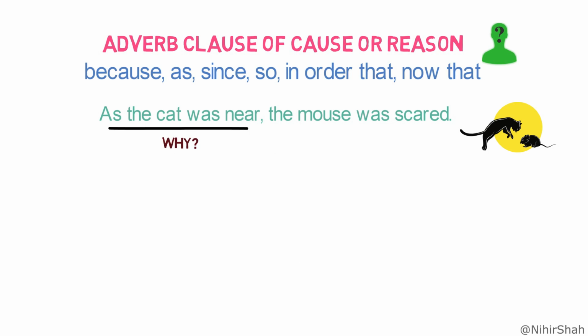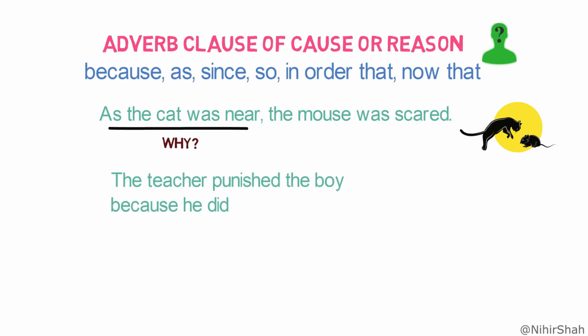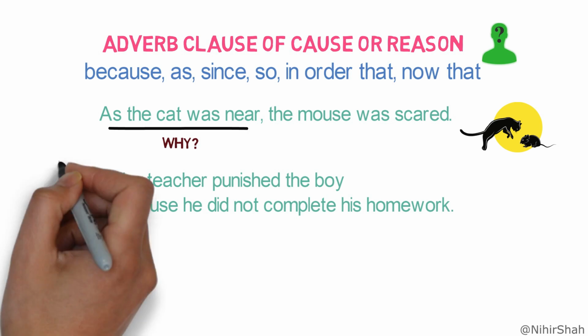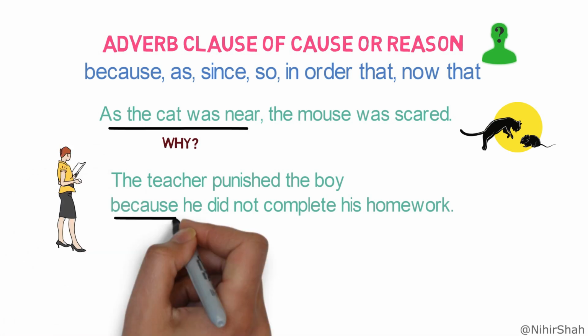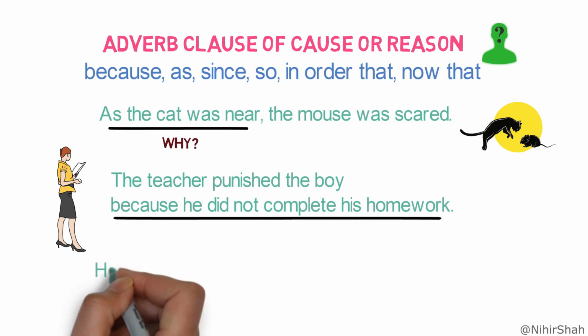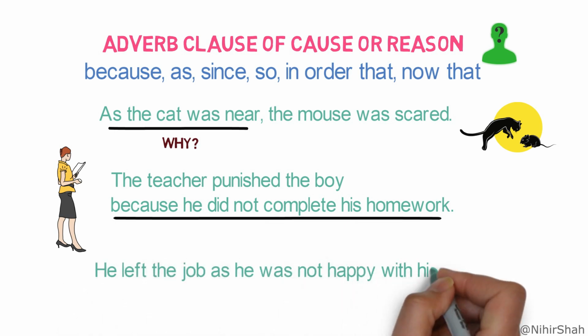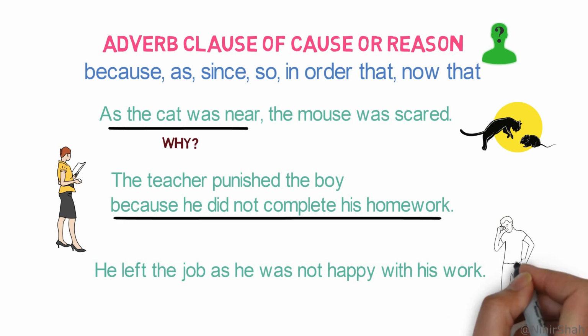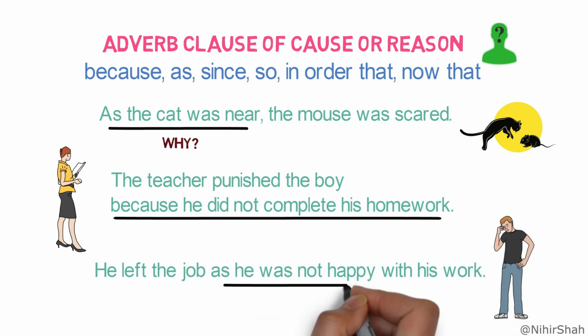Let's look into some more examples of them. The teacher punished the boy because he did not complete his homework. Here, because he did not complete his homework is an adverb clause of reason. He left the job as he was not happy with his work. Here, as he was not happy with his work is an adverb clause of reason.